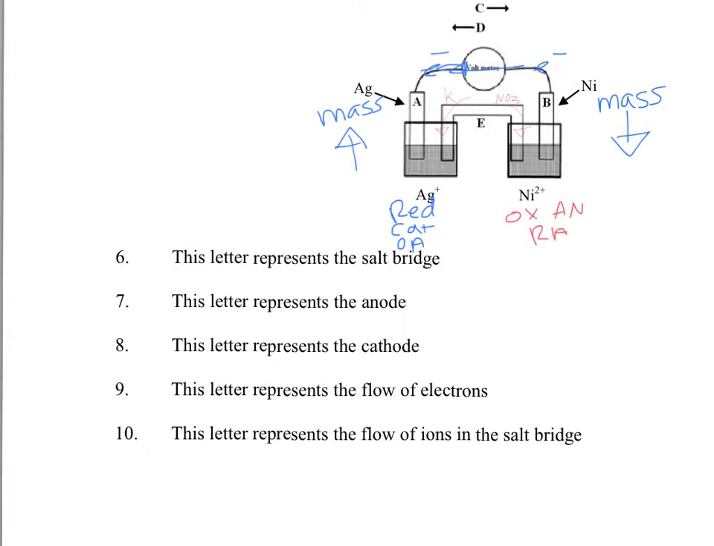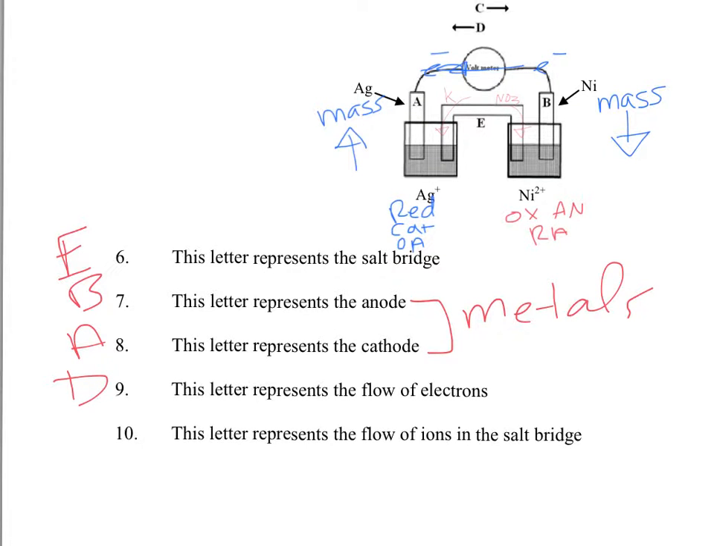All right, E is still right. This letter represents the anode. Remember what we said, anode and cathode are metals. I'm serious. The anode is B. The cathode is A. Flow of electrons would be D. The flow of the ions is C.